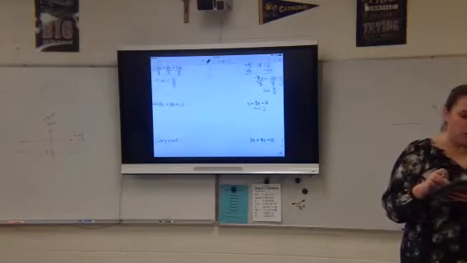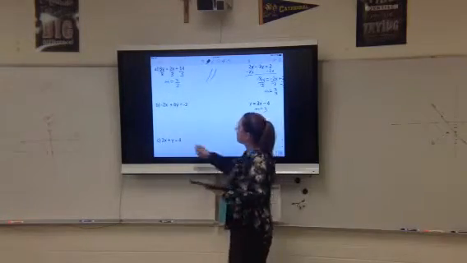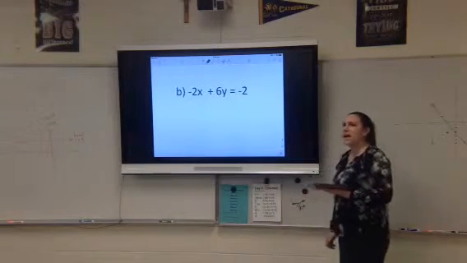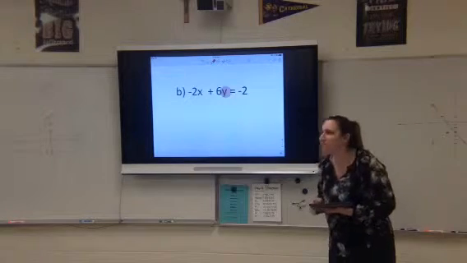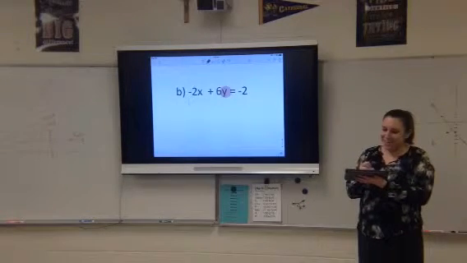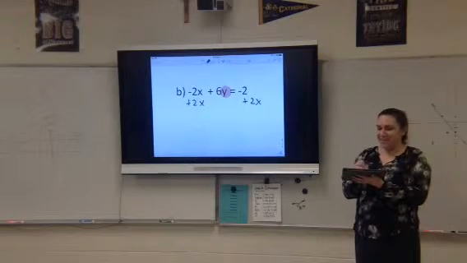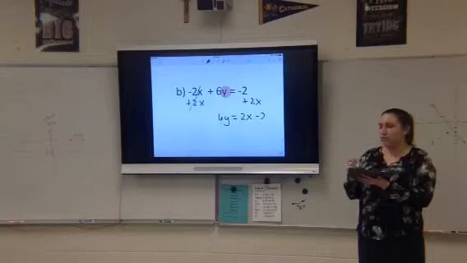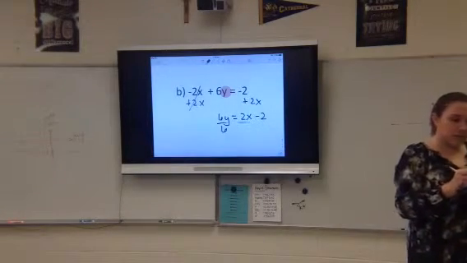All right, what are you going to have to do on this first guy, though? Ben? Divide everything by negative 1. Nope. Add 2x. Add the 2x over. We're solving for y. We're not doing standard form. That would make my heart happy if we were doing standard form, but we're not, okay? So we get 6y equals 2x minus 2. Divide by 6.